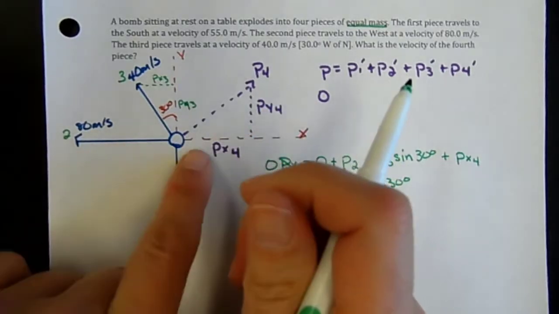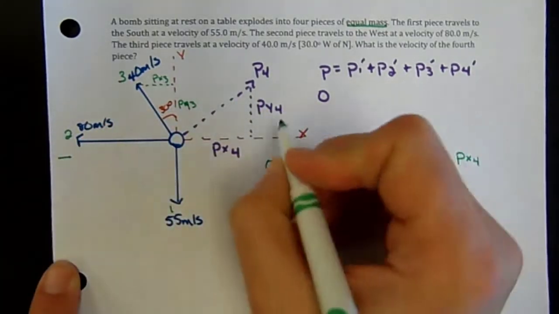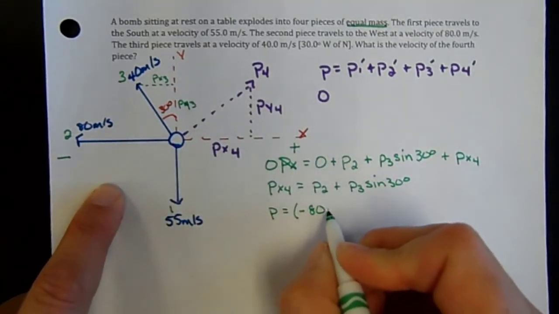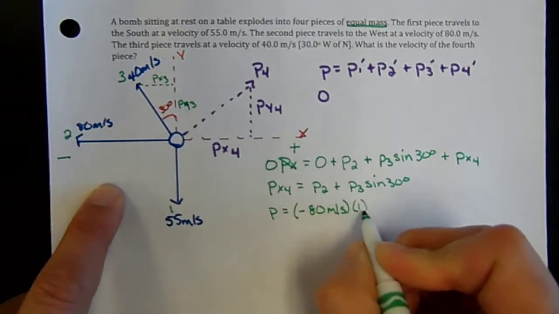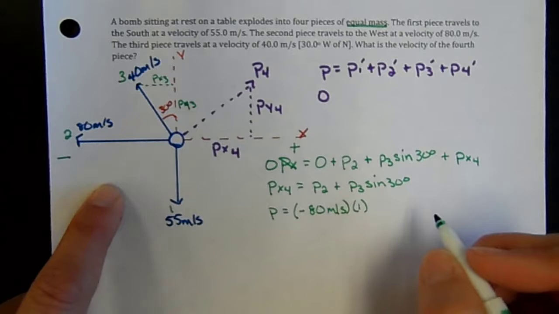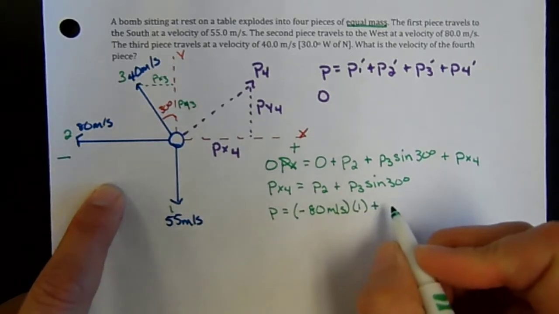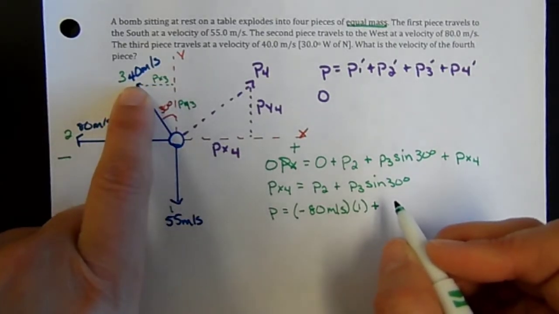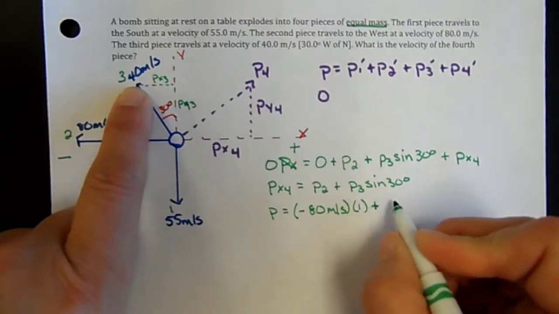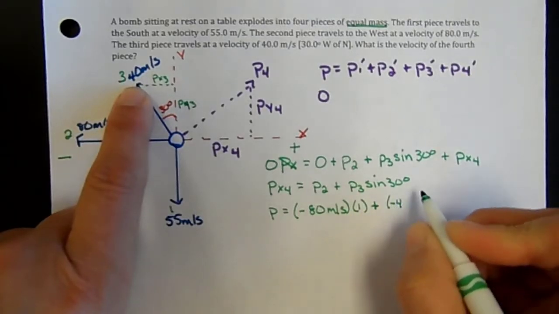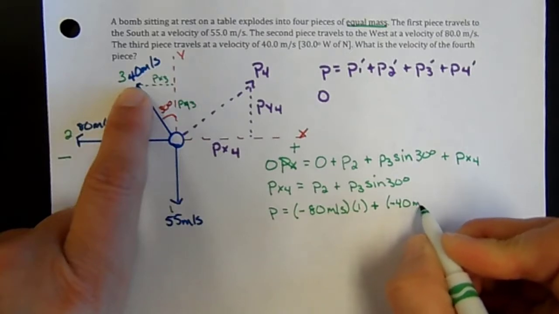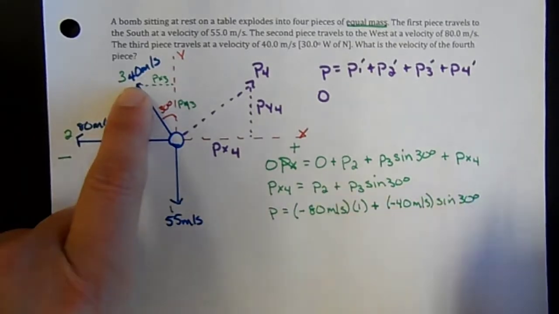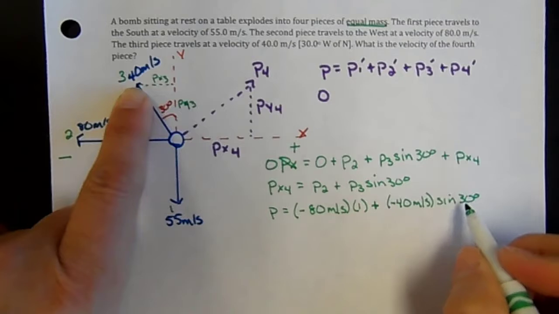Now you do need to make sure, let's define this way as our negative direction and this way as our positive direction. All right, so this is going to be a negative 80 meters per second times our 1 mass. Okay, and then plus, this is also going to be negative. So we're going to have negative 40 meters per second times the sine of 30 degrees. And then the sine of 30 is 0.5.